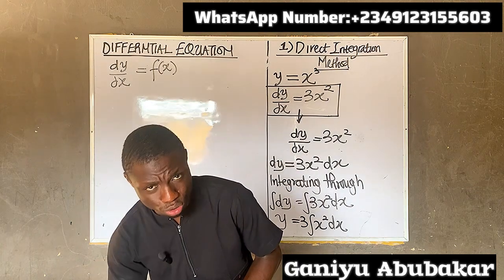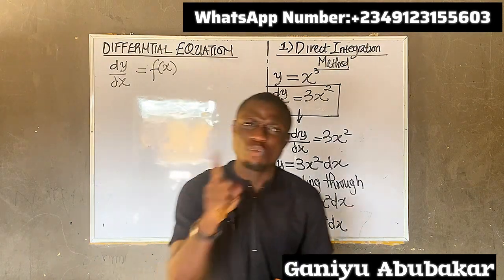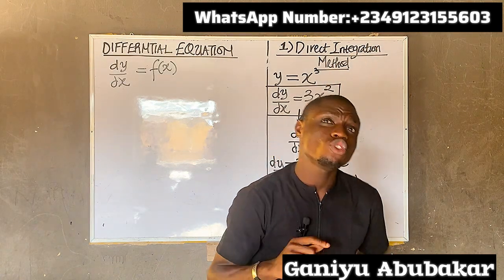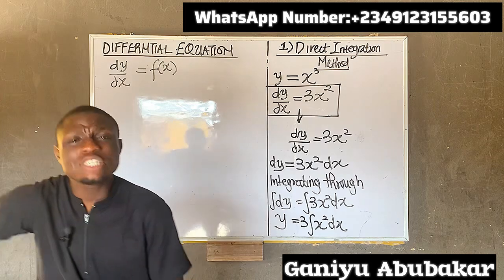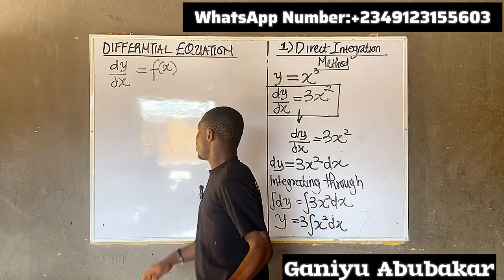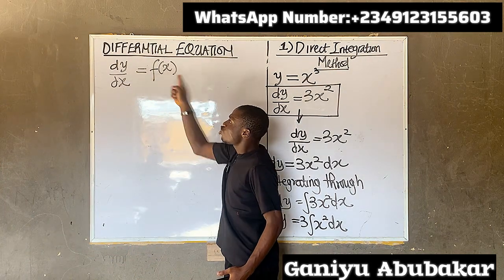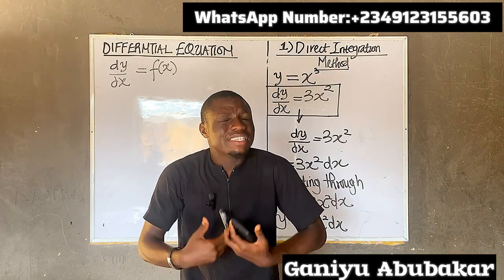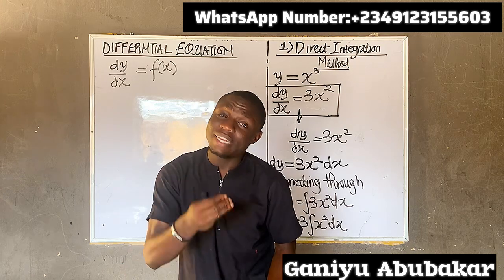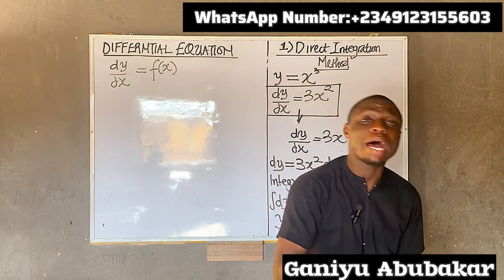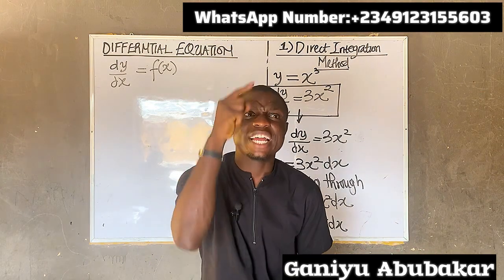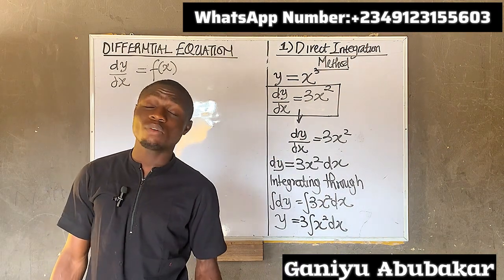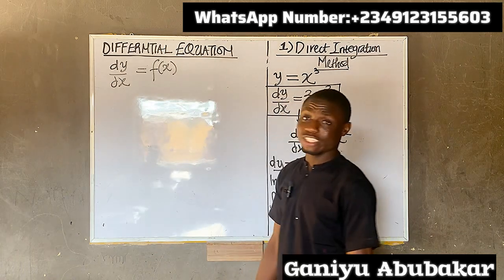The direct integration method for any differential equation is applied when you have dy over dx equal to something of x. Check. I have dy over dx equal to something of x. You apply what? You apply the direct integration method. So direct integration method is only applied when you have dy over dx being equal to something of x.